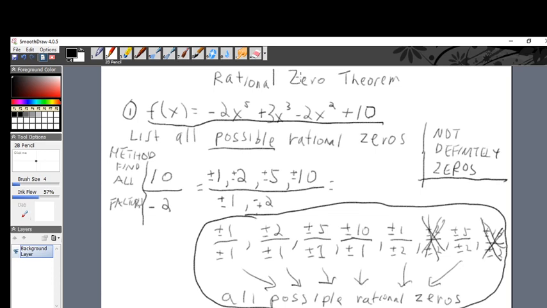If you wanted to test it, let's say you wanted to test if positive 1 was one of the zeros, then what you would do is divide this thing by x minus 1. If you got a remainder of 0, then you would say, yes, 1 is a 0. If you don't have a remainder of 0, then you would say 1 is not a 0 of the polynomial. Okay, so that is the story with this video.